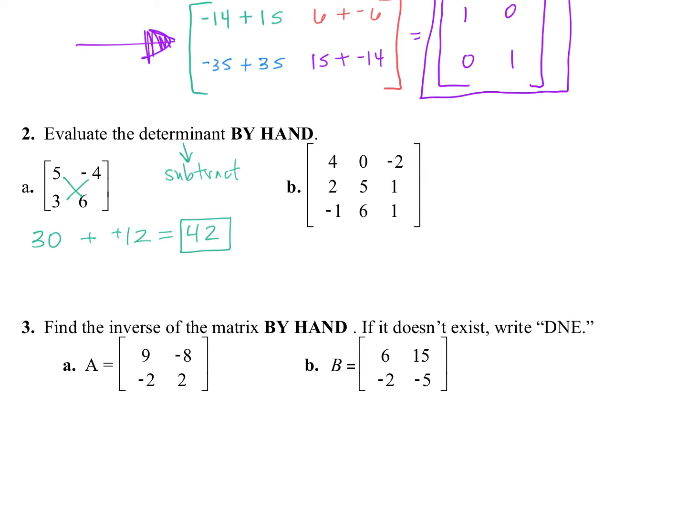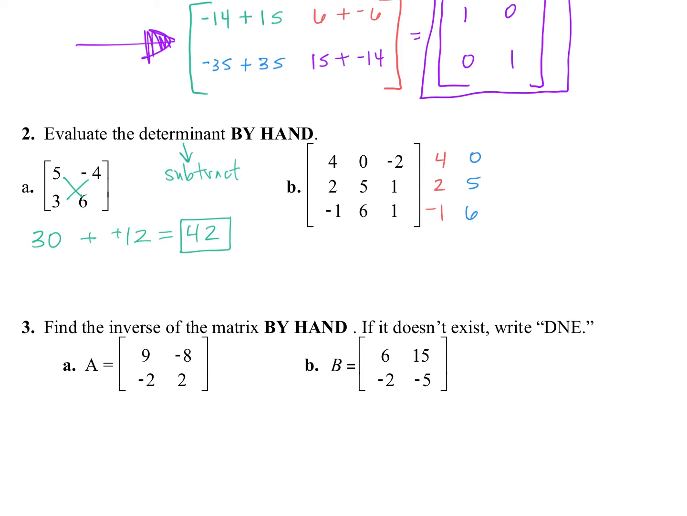Okay, letter B here. When it's a 3 by 3 and we do it by hand, this is the fancy one, right? There's a lot going on here. What you need to do is tell your neighbor right now what your first step of this process is going to be, the way that we learned it in class. Did your neighbor tell you to add 2 columns? Because that is the right answer. Okay, so we're going to add our first 2 columns. So 4, 2, and -1. And then 0, 5, and 6. Okay, so our first 2 columns.